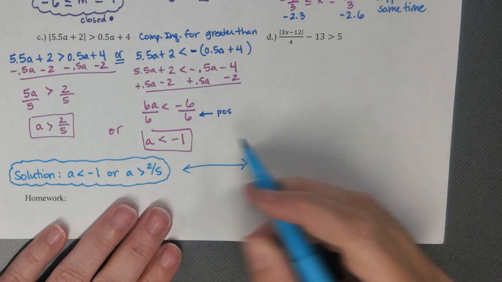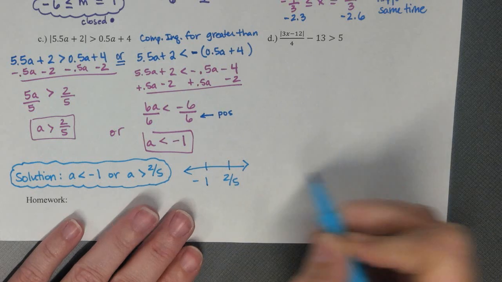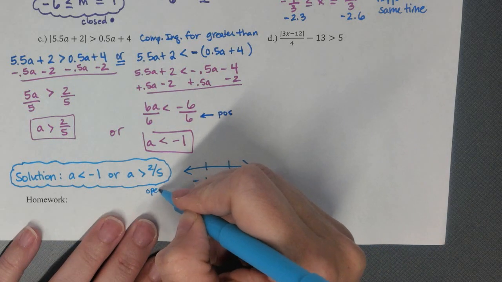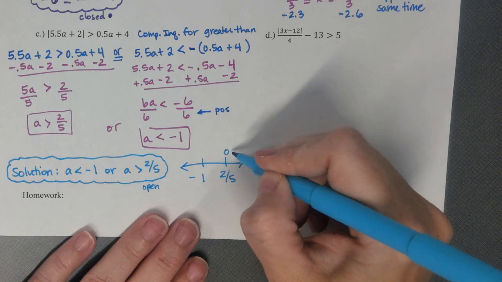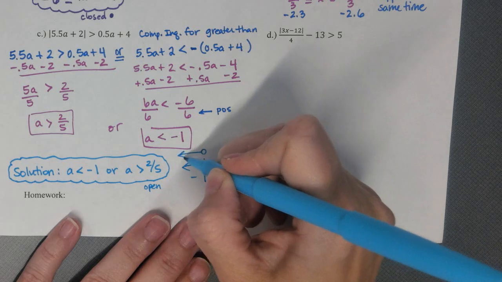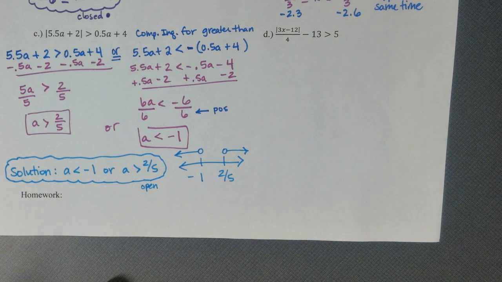So when you go to make your number line, you have -1, you have 2/5. Are these going to be open or closed circles? Open. So it's greater than 2/5 or less than -1. It's okay to have this gap here because of the OR. So we are all set there.